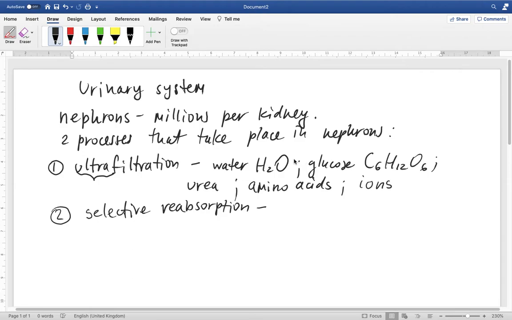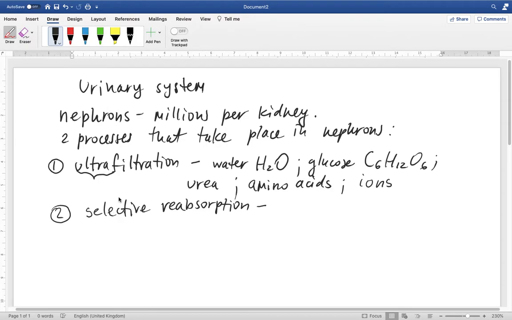So it just depends on the situation of what you're doing at that particular point in time and how much water is found in your bloodstream. So I hope that stage is also fairly clear. What I'm going to do in this video is look at ultrafiltration in more detail, and then in the next video I'm going to look at the second process, which is selective reabsorption.